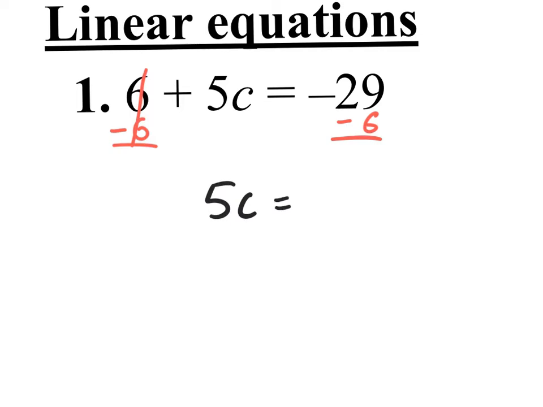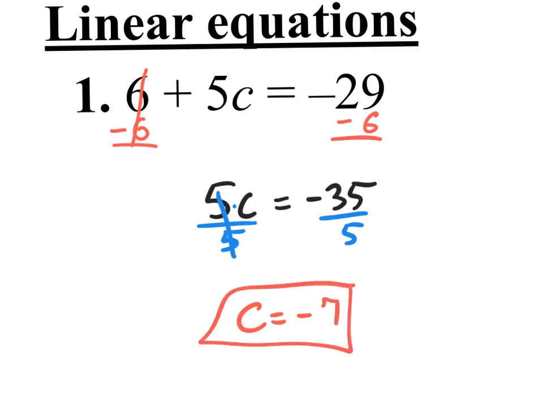You owe 29, you owe 6, you're going to owe 35, right? And of course, we have a 5 times C. We don't want that multiplication of 5, so do the opposite of multiplying by 5, which is dividing by 5. And when you do to one side, you do to the other side. So your final answer is C equals negative 7.